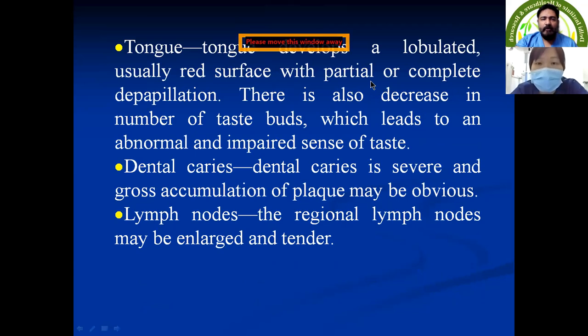The tongue develops a lobulated, usually red surface with partial or complete depapillation. There is also a decrease in the number of taste buds, which leads to an abnormal or impaired sense of taste. Dental caries is severe and gross accumulation of plaque may be obvious, just because the cleansing action of saliva is decreased. Regional lymph nodes may be enlarged and tender.